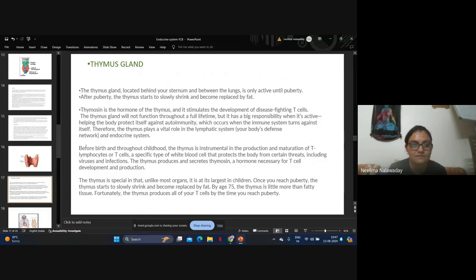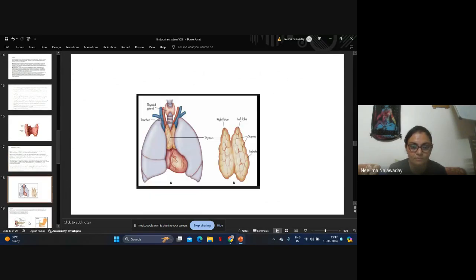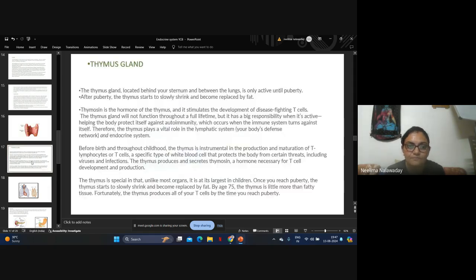Thymus gland. Thymus is located in the chest area. Here you can see this is the thyroid gland, and just below the thyroid gland, between two lungs, this thymus gland is present. The thymus gland, located behind the sternum and between the lungs, is only active until puberty. After puberty, the thymus starts to slowly shrink and become replaced by fat. Thymosin is the hormone of the thymus, and it stimulates the development of disease-fighting T cells.